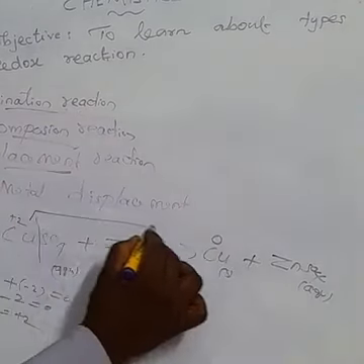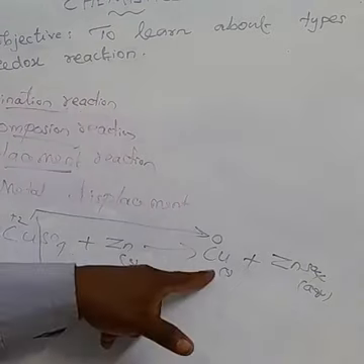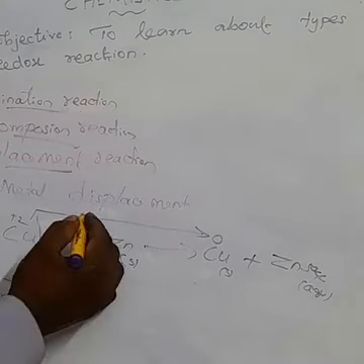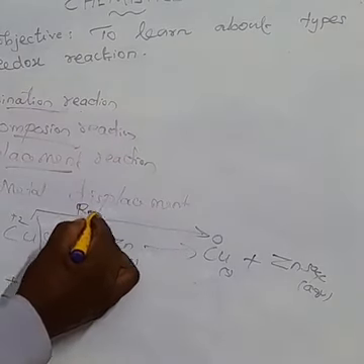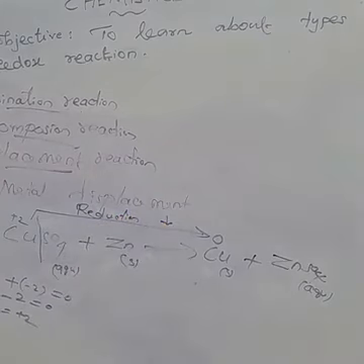Here the reaction is going from plus 2 to 0. Is the value increasing or decreasing? The value is plus 2 for copper, and here the value is 0 for copper. So it decreases. So it is called a reduction reaction. Which reaction? Reduction, because the value is decreasing. Am I right? Yes or no?